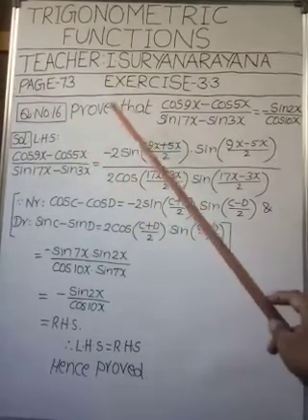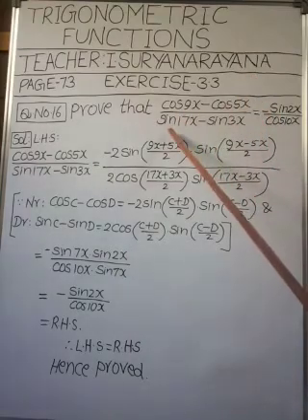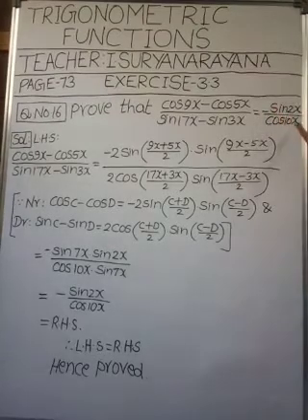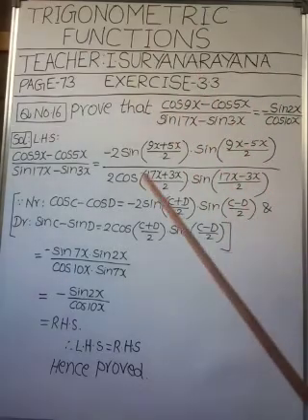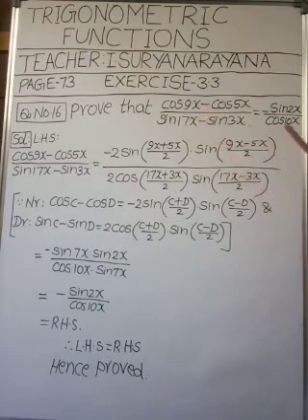Question number 16. Prove that cos 9x minus cos 5x whole divided by sin 17x minus sin 3x is equal to minus sin 2x by cos 10x. Okay, my children. Question number 16, question number 17, question number 18, question number 19, question number 20 and 21 also, all these are based on the transformation formulae. In the numerator as well as in the denominator, use the appropriate transformation formulae and simplify it. Then automatically we get RHS.